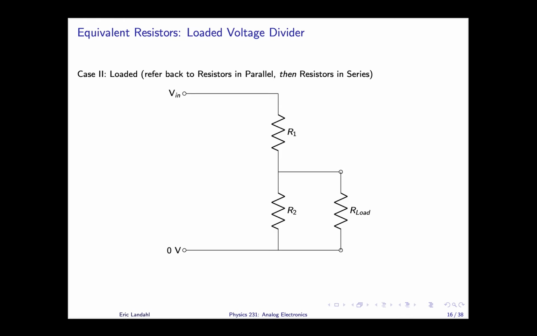And the way you'd proceed to do that is do resistors in parallel to make an equivalent resistor between R2 and R load, and then resistors in series to add R1 to this new equivalent resistor to get a new equivalent resistor for the entire set of three. Having done that, then work your way backwards one at a time to figure out the current and voltage in each individual component.